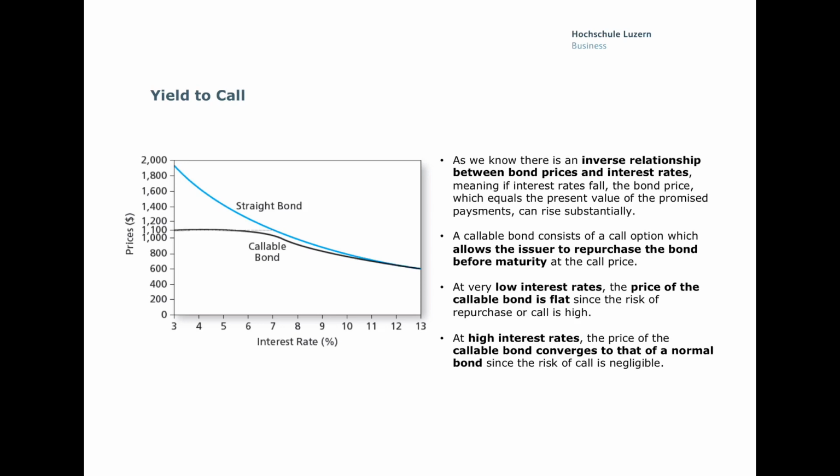If interest rates are very low, the price of the callable bond is flat, meaning that the risk of a repurchase is high. If interest rates in the economy are high, the issuer of the bond has no real incentive to call the bond, and thus the price of a callable bond converges to that of a straight bond.